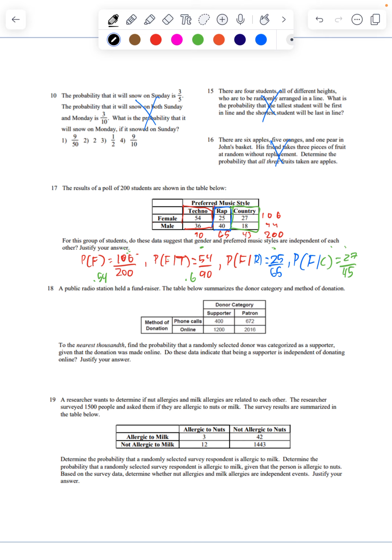All right, let's take a look at number 18. A public radio station held a fundraiser. The table below summarizes the donor category and the method of donation. To the nearest thousandth, what is the probability that a randomly selected donor was categorized as a supporter, given that a donation was made online?